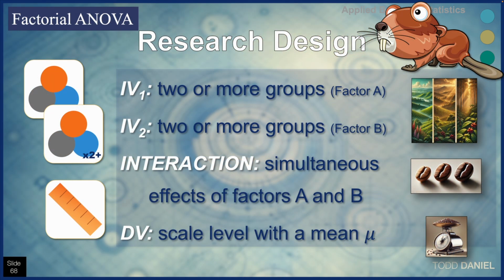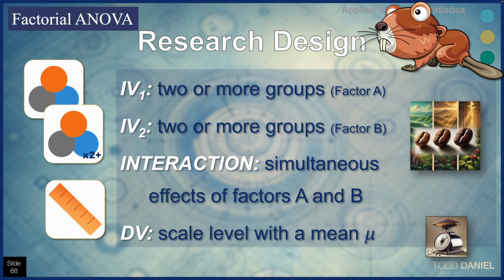We have 2 independent variables. The first has 2 or more groups, that's factor A, that is the location in which we plant the beans. The second independent variable, which also has 2 or more groups, is factor B, that is the type of bean being planted. But because we have 2 independent variables, we may also have an interaction. Do certain beans grow better in specific locations?